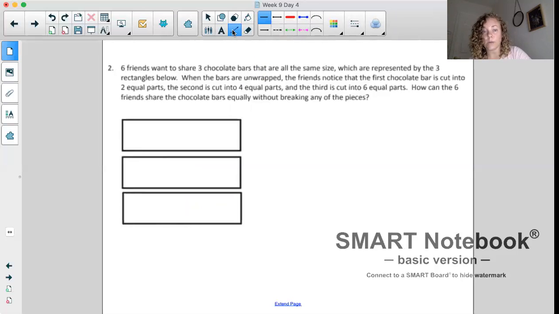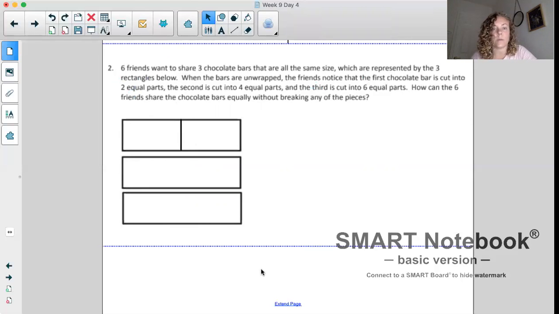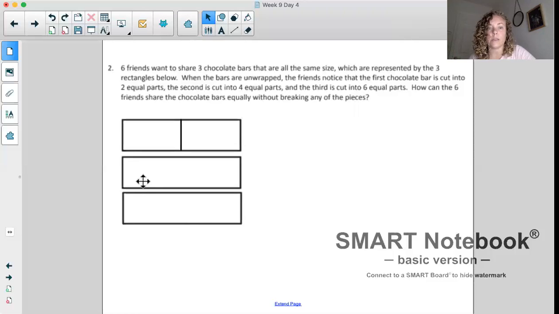Let's start by decomposing the way that it's described here. So friends notice that the first chocolate bar is cut into 2 equal parts. So I'm going to do that. That looks maybe fair, maybe a little bit. Okay, that's probably better. And the second one is cut into 4 equal parts.